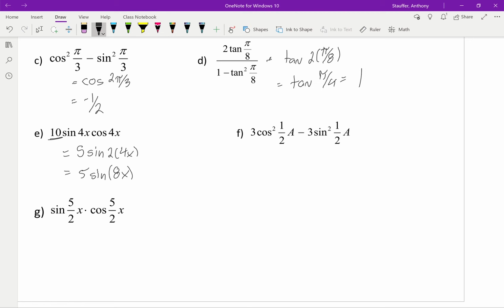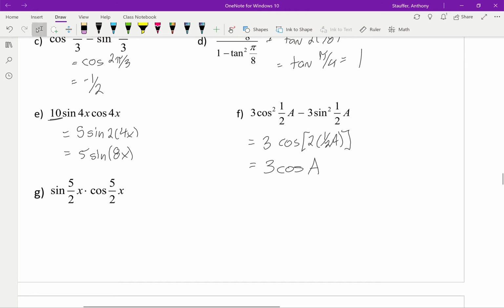And then my next one, we get 3 cos squared 1 over 2a minus 3 sine squared 1 over 2a. So I could just jump ahead, and this would give me 3 cos 2 multiplied by that 1/2 a, which would end me up with 3 cos a.